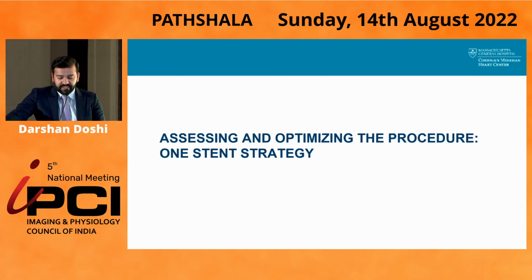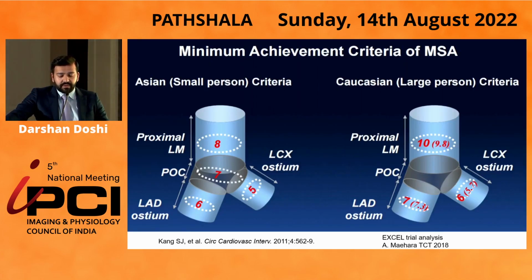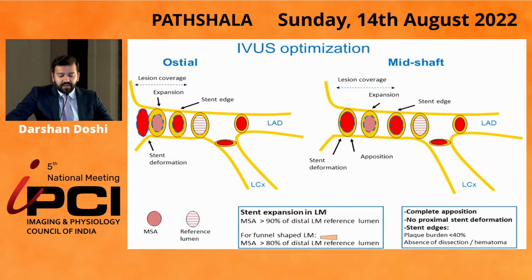Let's talk about a one-stent strategy first, and then we'll move into a two-stent strategy. So the minimum area, as we know, originally we thought that 5, 6, 7, 8 is what you want. 5 millimeters squared in the left circ ostium, 6 millimeters in the LAD ostium. The polygon of confluence, you want it to be at 7, and then the proximal left main, you want it to be 8. And we know from the Excel data that really we probably want to go even higher. So we probably want 6 in the circ ostium, 7 in the LAD ostium, and 10 in the proximal left main.